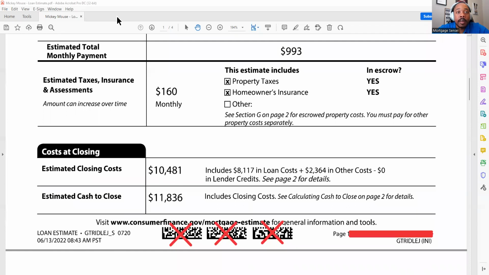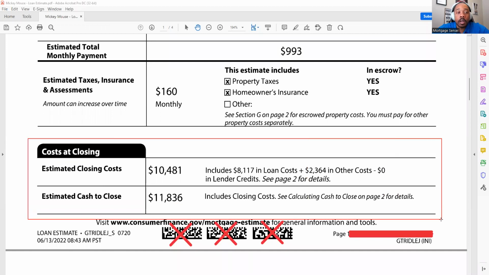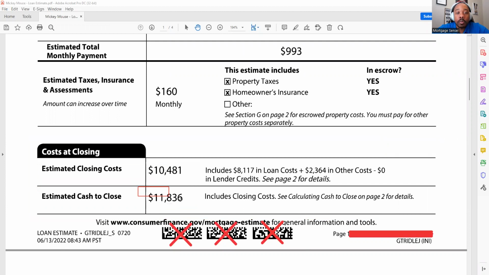So as you can see here, at the bottom of page 1, we have your cash due at closing, okay? Now you have your estimated closing costs, and then you have your estimated cash to close, okay? Now, you're always going to be looking at what your estimated cash to close is, okay? Now, in this scenario, yes, the estimated closing cost is a little bit higher than the cash to close, because what they deem as closing costs is not inclusive of everything that you need to bring to closing.